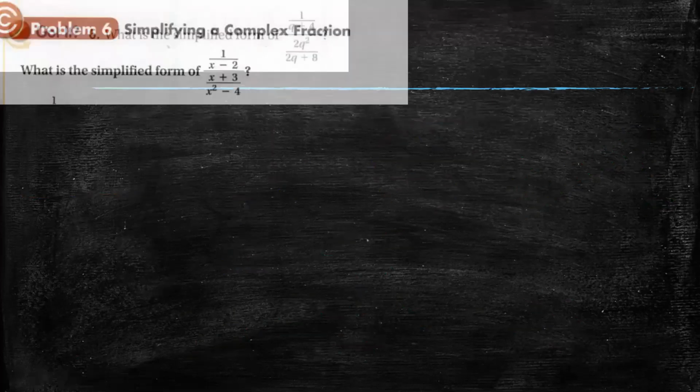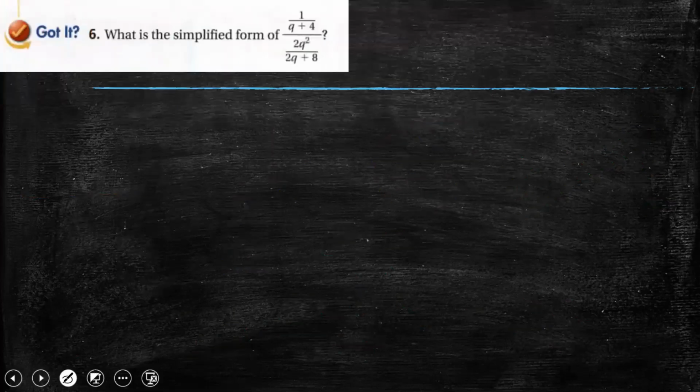Okay. Let's solve now. Got it, 6. What is a simplified form of 1 over q plus 4 divided by 2q squared over 2q plus 8?